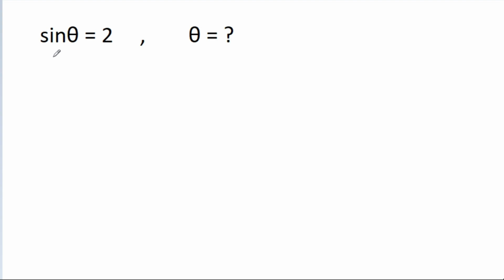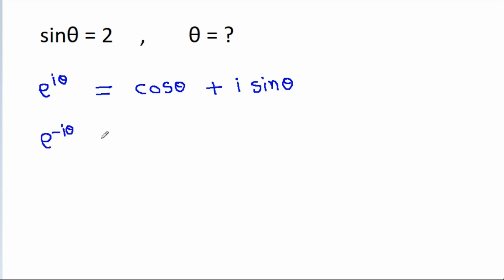In this video, we are given that sin theta is equal to 2 and we have to find the value of theta. So we know that in Euler's format, e to the power i theta is equal to cos theta plus i sin theta. And now if we put minus theta in place of theta, then we get e to the power minus i theta is equal to cos minus theta plus i sin minus theta, where cos minus theta is equal to cos theta, and sin minus theta is equal to minus sin theta. So we get cos theta minus i sin theta.